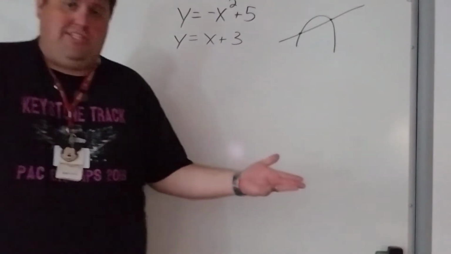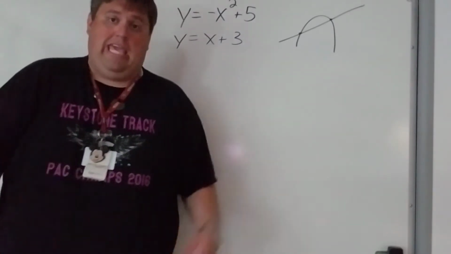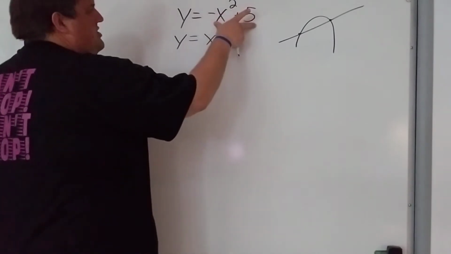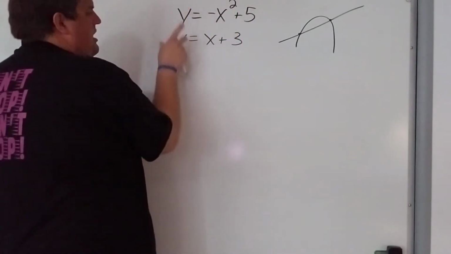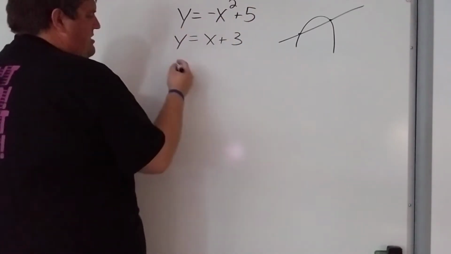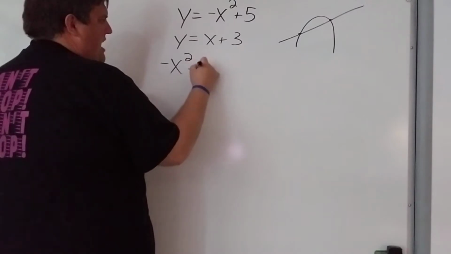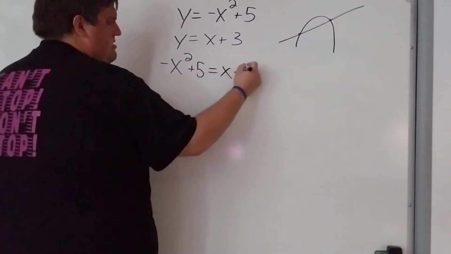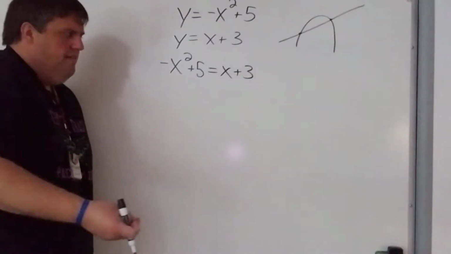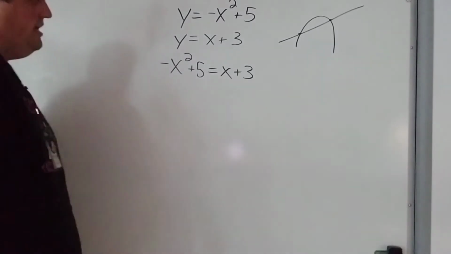But if you remember back to systems before, we can actually do some other options here. We can substitute, right? So I know that y equals this stuff, and y equals this stuff. So I can put this stuff in for y. I can still do that, just like we did before. So negative x squared plus 5 equals x plus 3. And then you're probably thinking to yourself, all right, that's great, but now what do we do from there? How are we going to solve this thing?